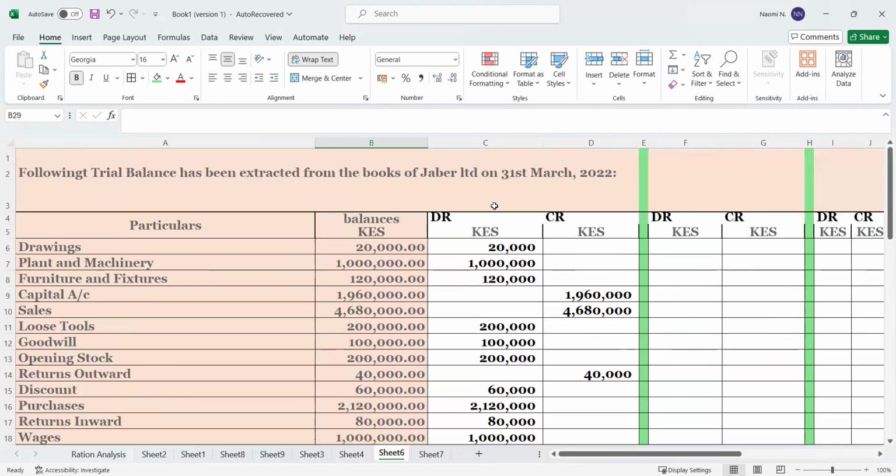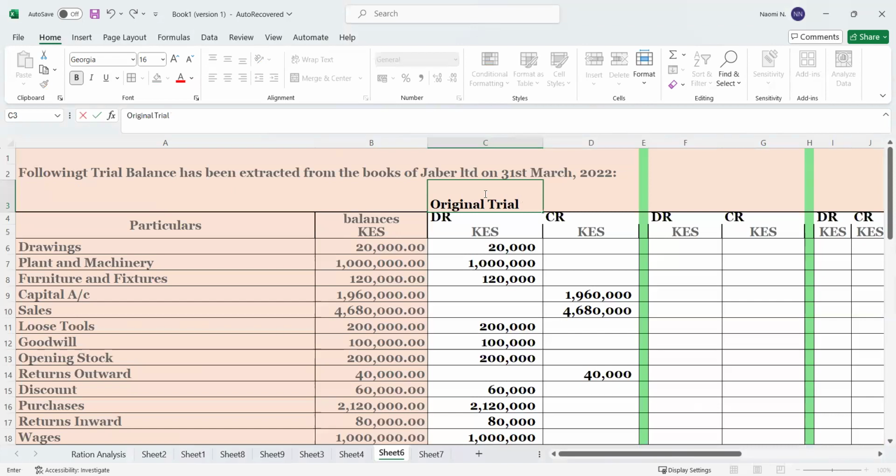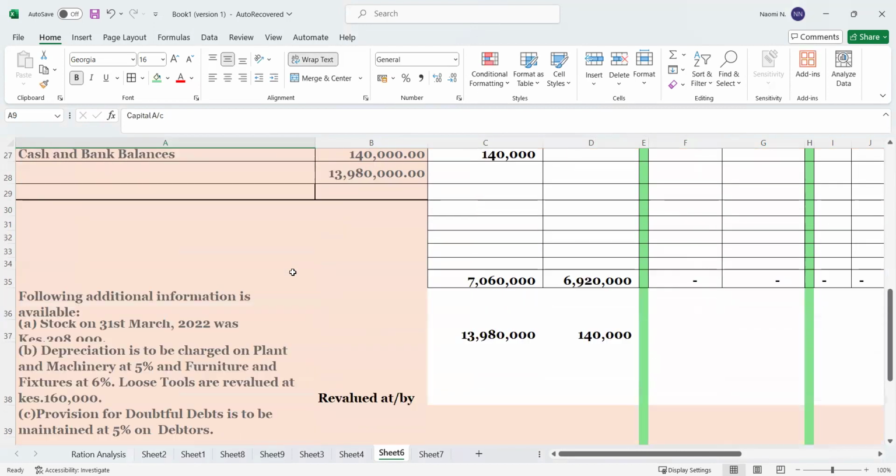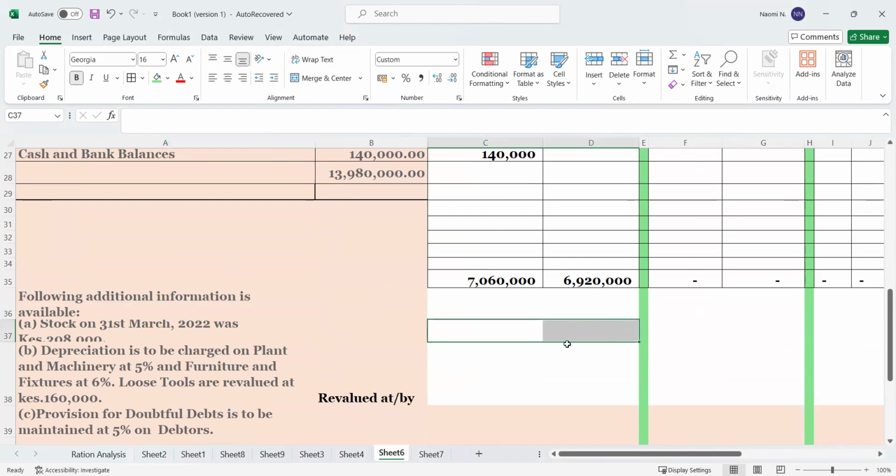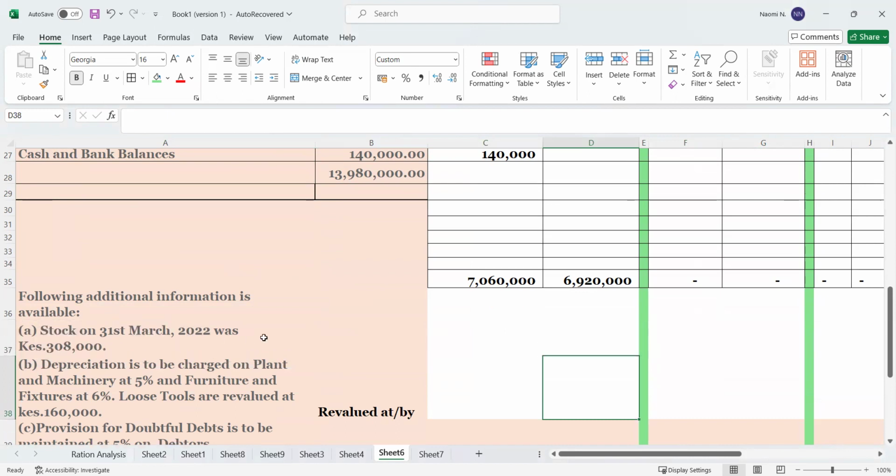And now here is our original TB, our original trial balance. Then here we will have adjustments. The adjustments we will get from the additional information. Number one, additional information: let me delete this so that we can have more space for calculation. It says stock on 31st March 2022 was 308,000.